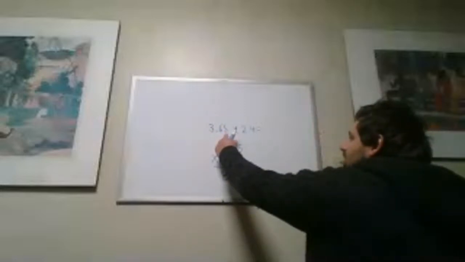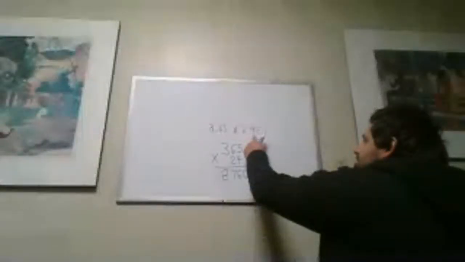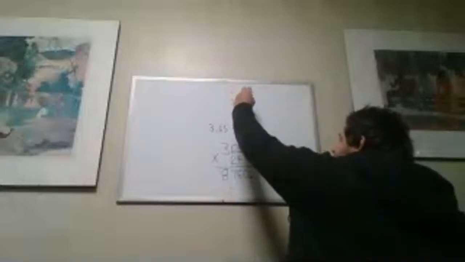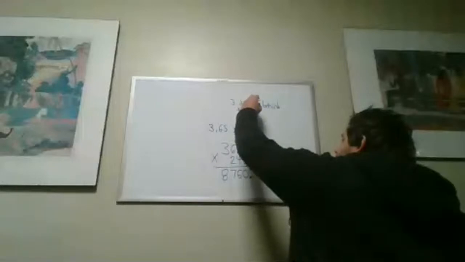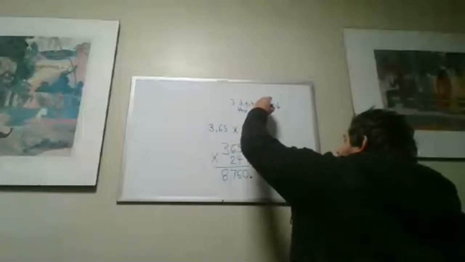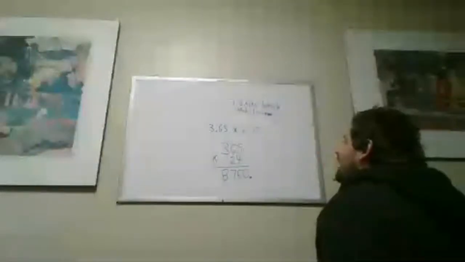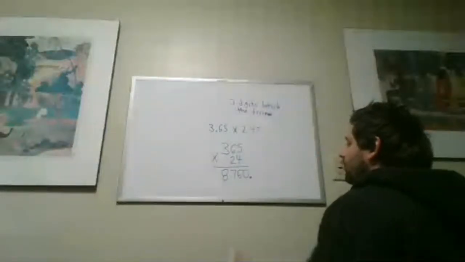So what I do is I have to count how many digits are behind the decimal point. In this number we have 2 digits behind the decimal point, and in this number we have 1 digit behind the decimal point. So in this problem we have a total of 3 digits that are behind the decimal. So that means that we have to move the decimal point over 3 places.